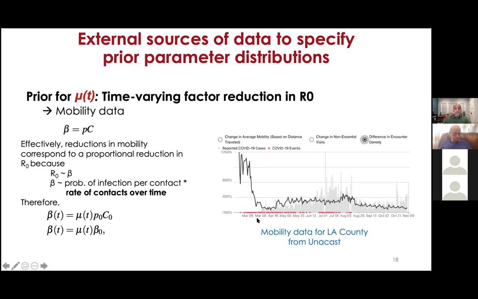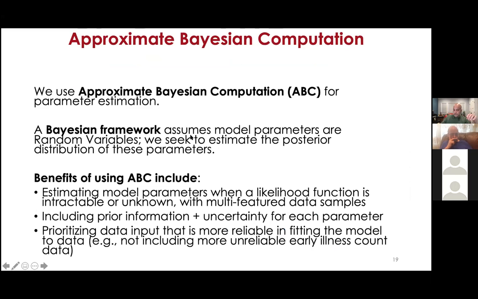So again, the idea here is to use this mobility data to inform the reduction in R naught as a time varying factor. What we're going to do in terms of the estimation is estimate the initial R naught and then look at that reduction in terms of a percent reduction of R naught over time. So that's what we're showing here in terms of the rate of contacts per time. We have that information, and it's just a matter of putting that into the prior structure of this estimation.